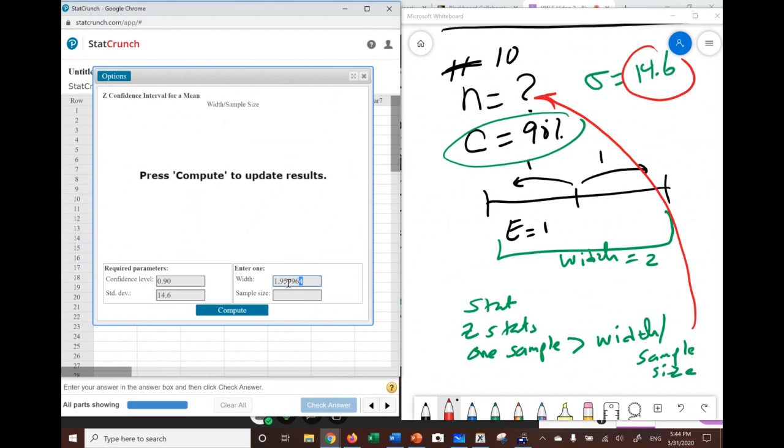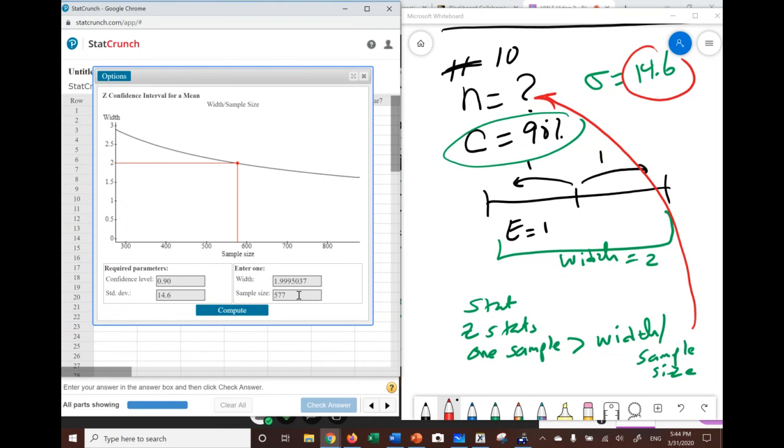And we know that the width is going to be 2. Again, why 2? Because they tell us within 1 unit. So you're allowed 1 to the left, 1 to the right. So the width is going to be 1 plus 1, which is 2. And when you hit compute, that's going to give you 577. So the n they are looking for is going to be 577.